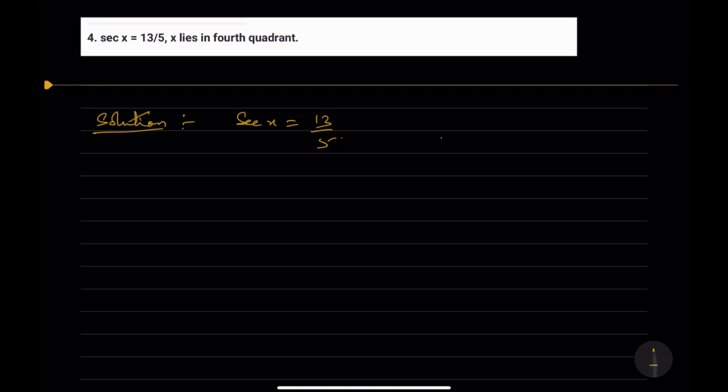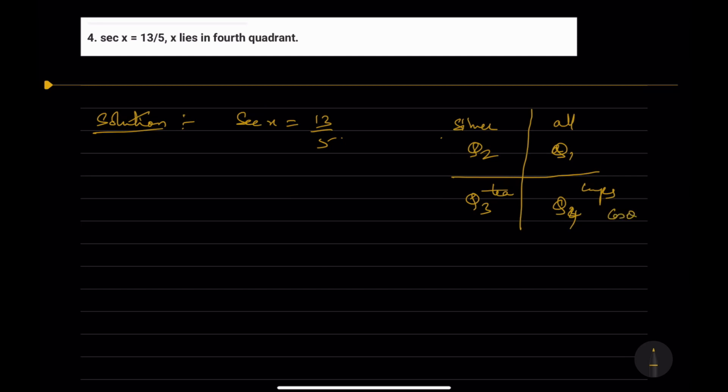In the fourth quadrant, what we have is all silver tea cups, isn't it? So we have secant and cos as positive. So you can see here, this is quadrant 1, quadrant 2, quadrant 3, quadrant 4. So here you have all silver tea cups. So in quadrant 4 we have cos and secant as positive, the remaining all will be negative.